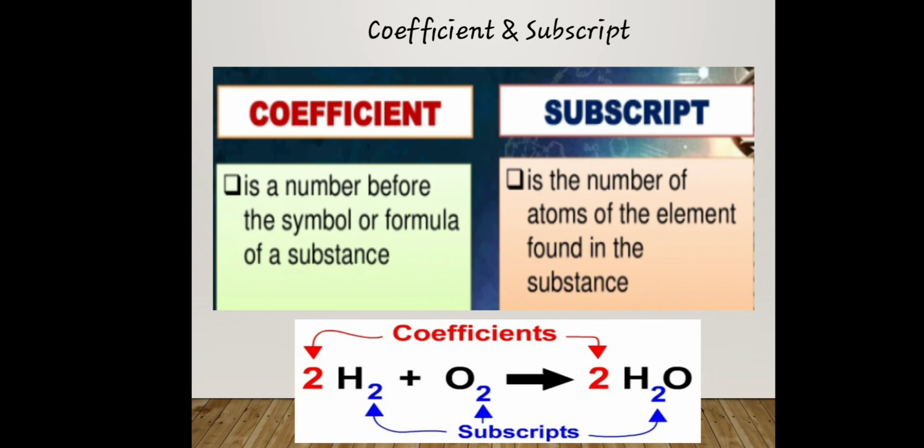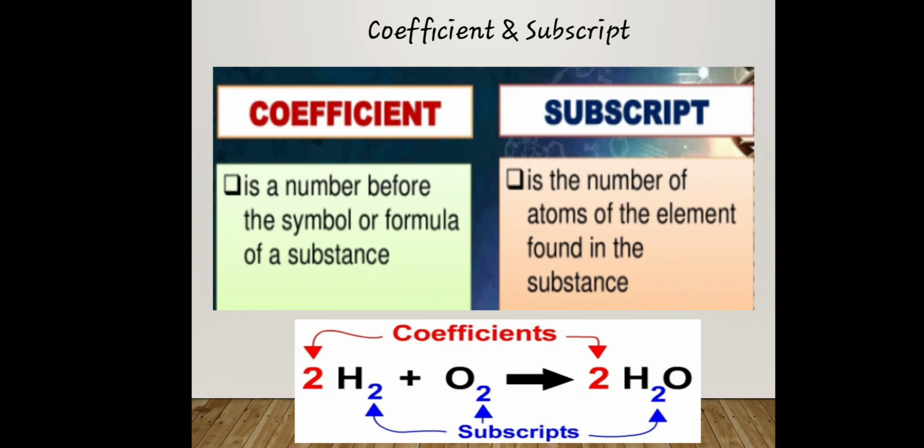Coefficient is the number before the symbol or formula of a substance. So meaning to say, in a coefficient, the number is at the starting point, the number before the symbol. As you can see in the illustration below, you can see what the coefficient is and what the subscript is.